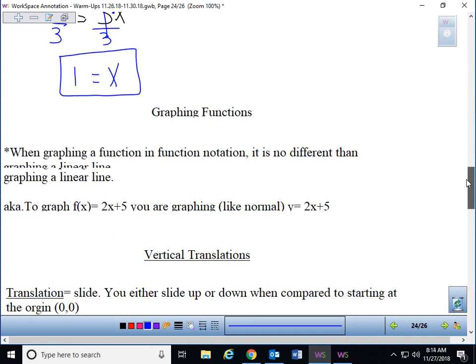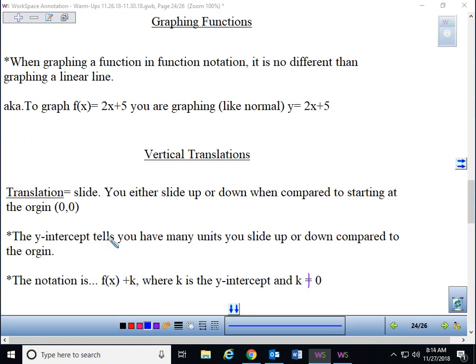Okay, you're almost done, guys. Oh no, graphing. Don't worry, it's not that bad. You don't need graph paper, just do a rough sketch. This is a lot of writing here, I know, so you might need to pause the video to get this all written down. But when you're graphing a function in function notation, that means f of x, it is no different than graphing a linear line.